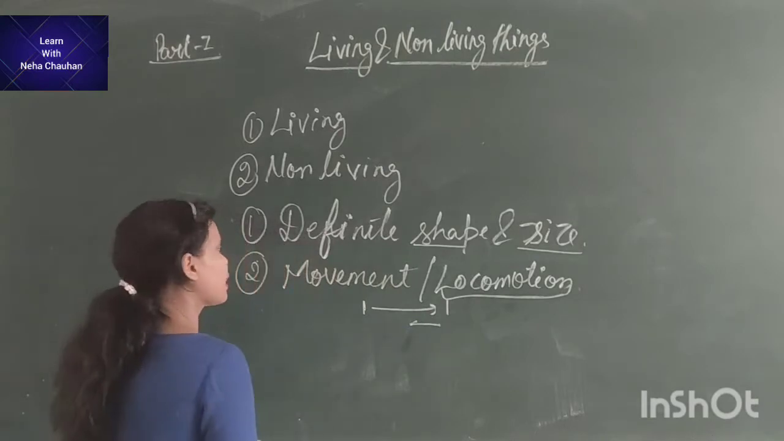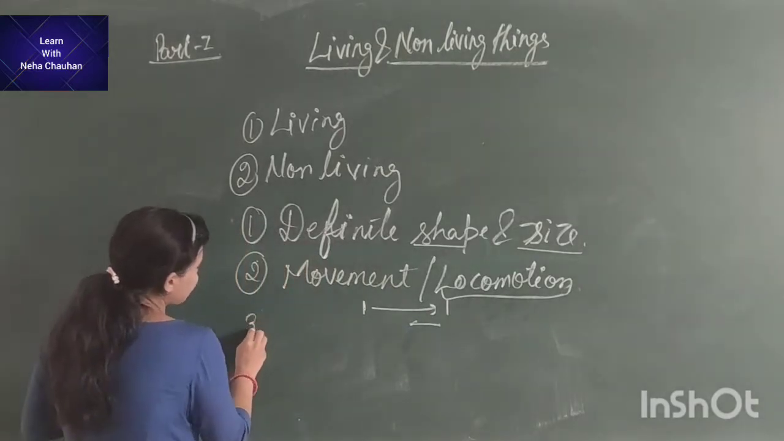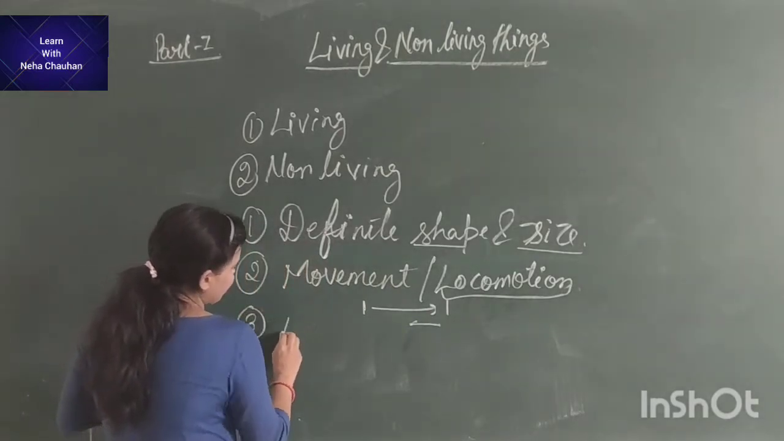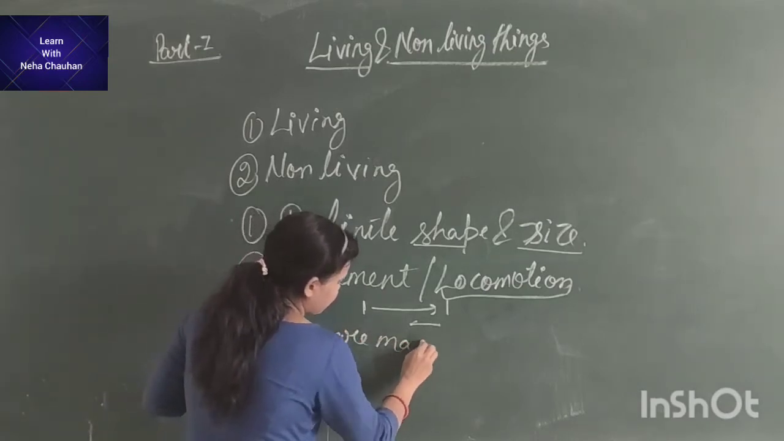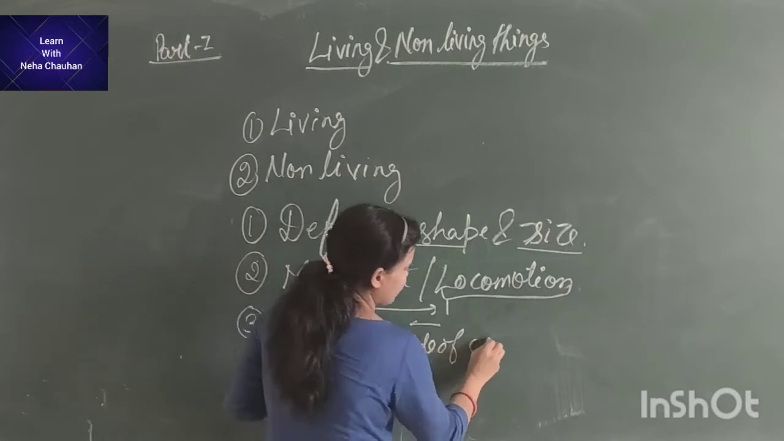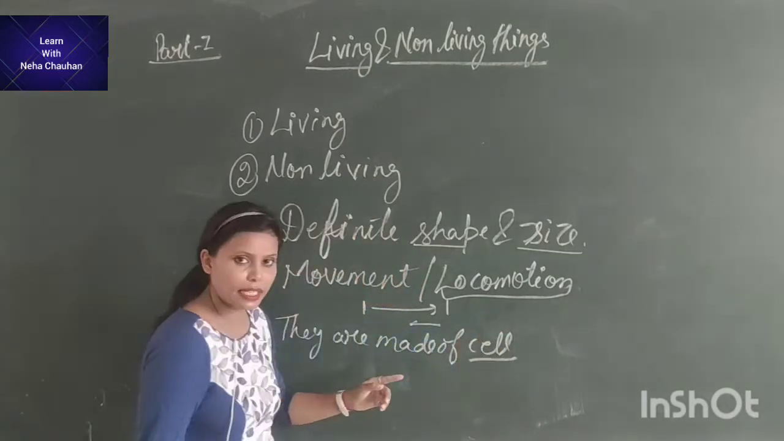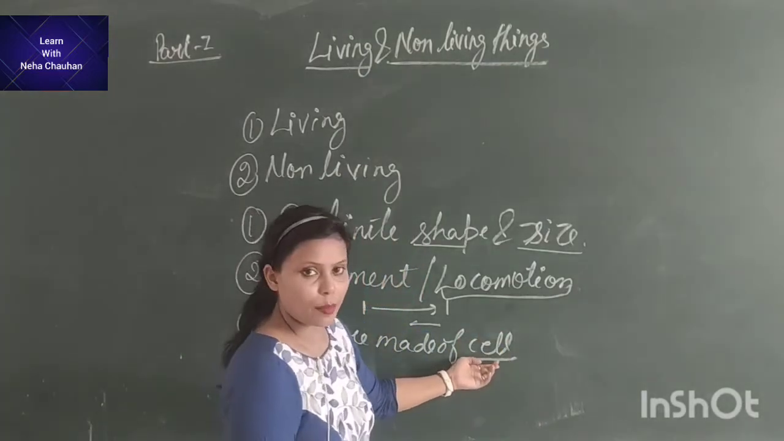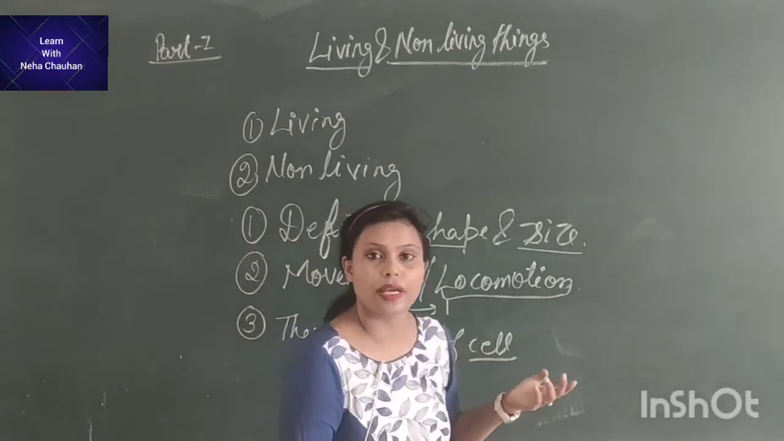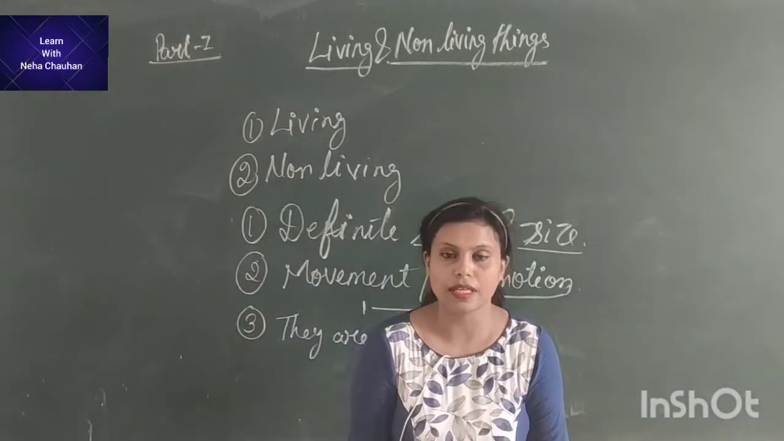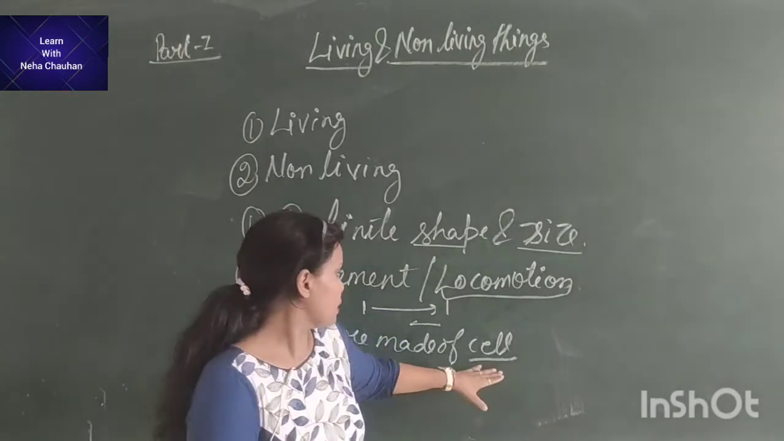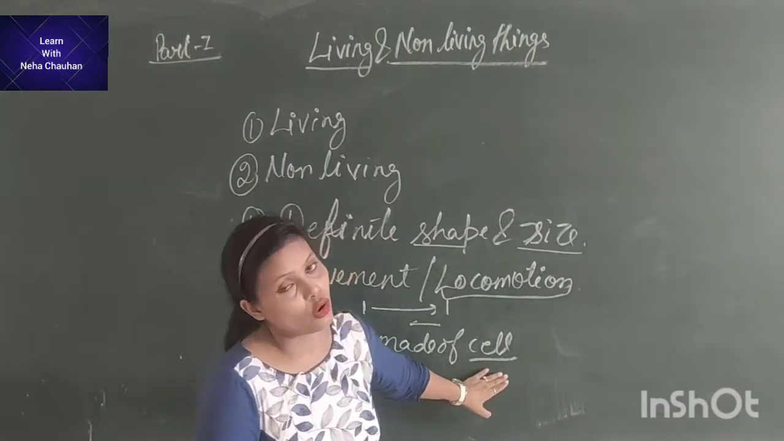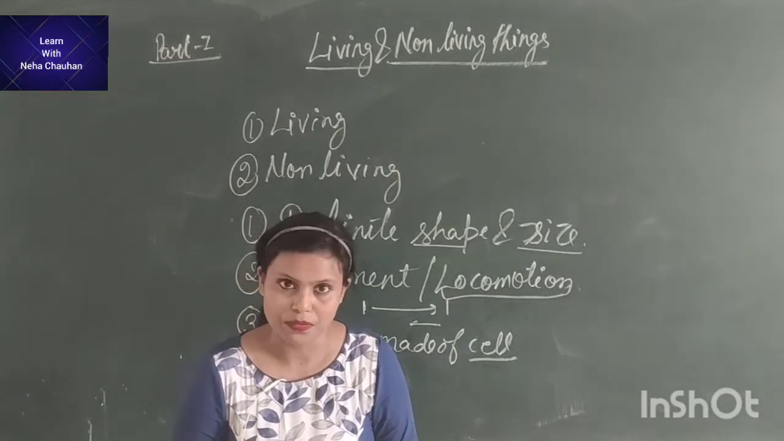Next characteristic of the living organism is they are made of cells. We have already studied about the cell. That cell is the basic unit of the living organism. It is the smallest unit of the living organism. This is very small and cannot be seen with the naked eye, right?